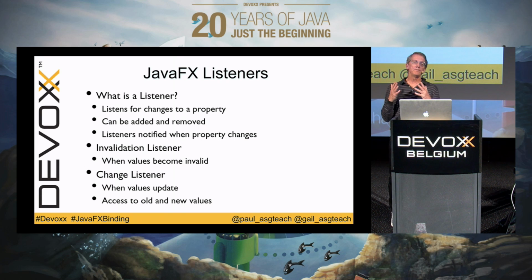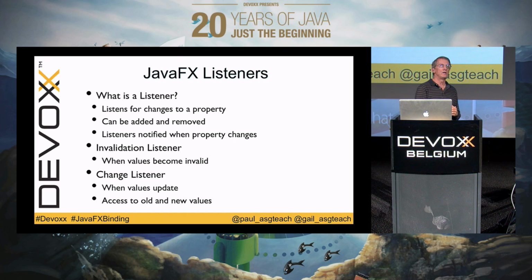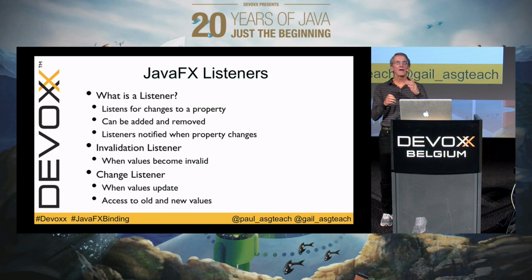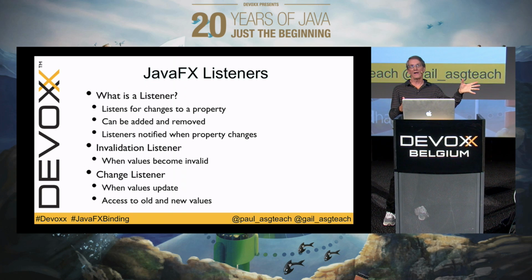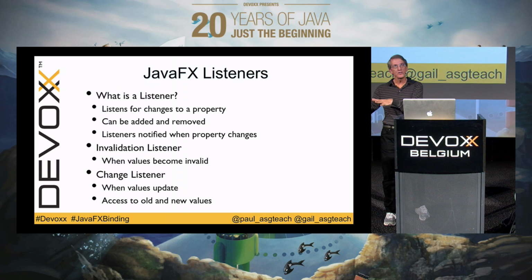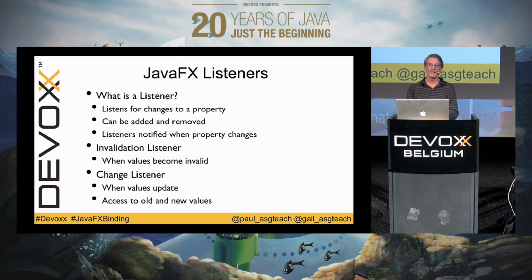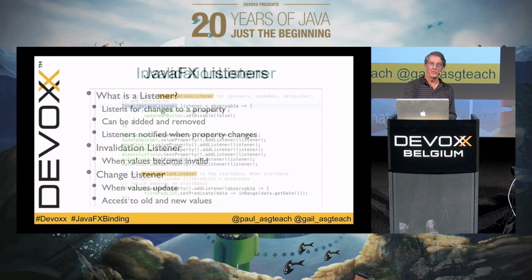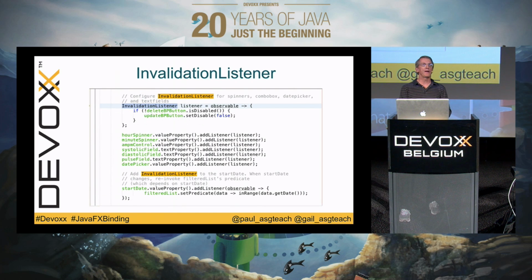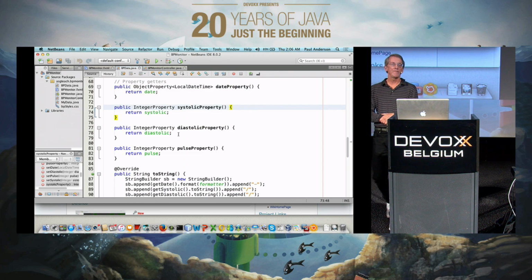There are several listeners that you can use in JavaFX. We'll show you these two right now. The InvalidationListener, where you get a callback when a value becomes invalid, and a ChangeListener, where you get a different kind of callback when a value updates that gives you access to the old or previous value before the update, in addition to the new one. And this can be quite handy in certain situations, as you'll see. Okay, let's go back to the code now, and let's show you some examples of these two listeners that we have in our demo program.